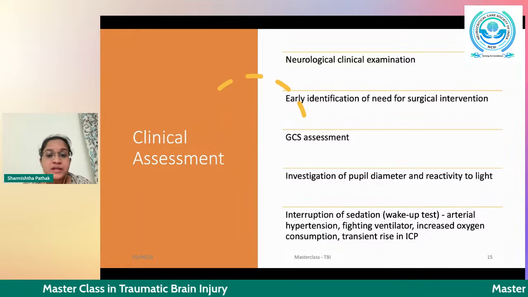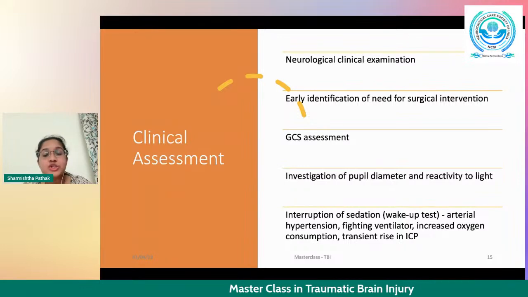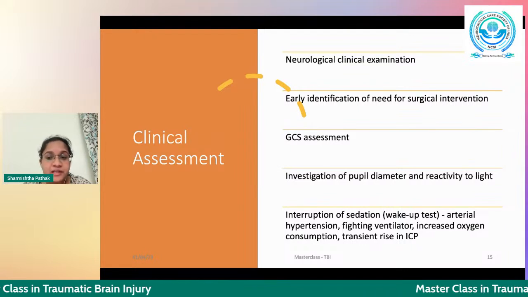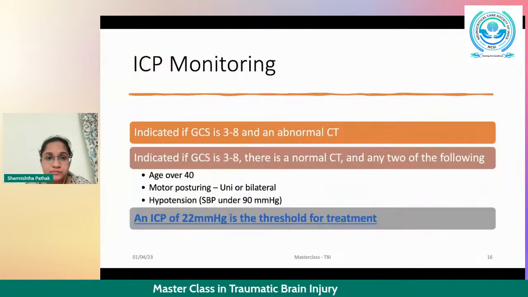We should be using interruption of sedation, that is the wake-up test, at least once a day to measure the GCS of the patient. But it should be kept in mind that interruption of sedation can produce arterial hypertension, fighting the ventilator in the patient, increased oxygen consumption, and may also result in transient rise in ICP.